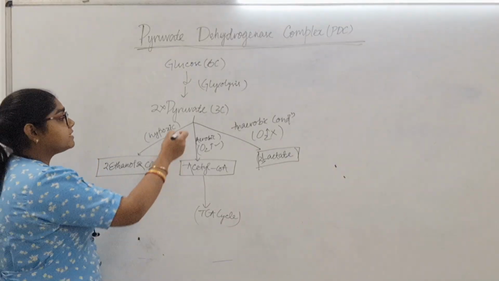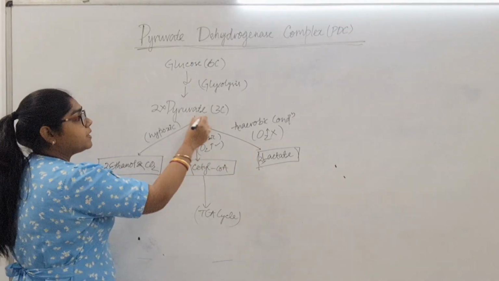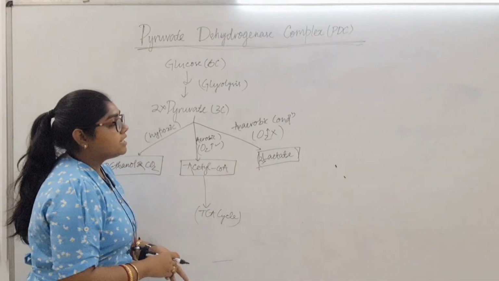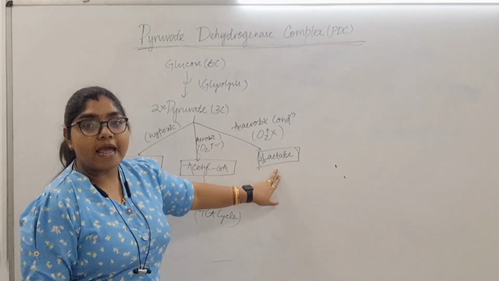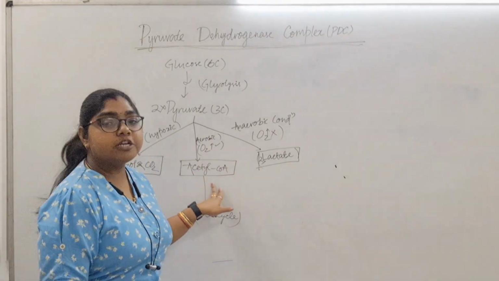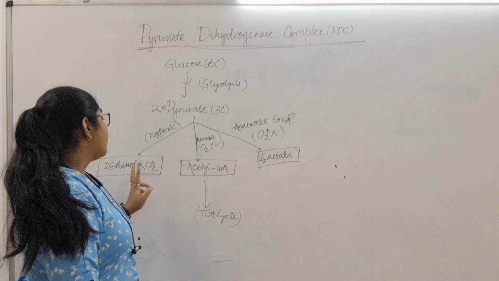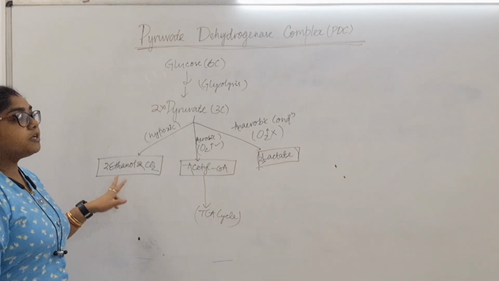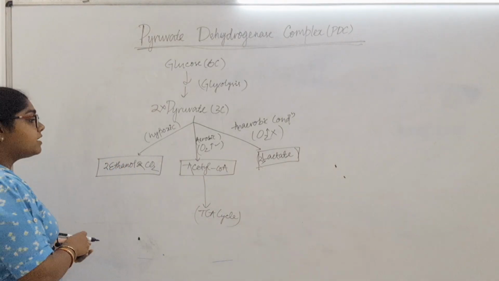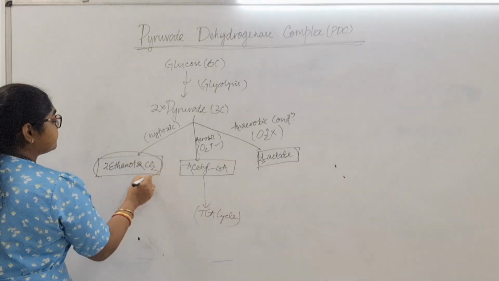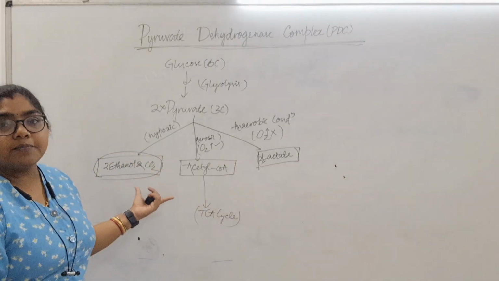So now we see in three different conditions pyruvate produces different products. In anaerobic condition it produces lactate. In aerobic condition it produces acetyl coenzyme A, and in the hypoxic condition it produces ethanol and carbon dioxide. And this condition is very rarely seen.